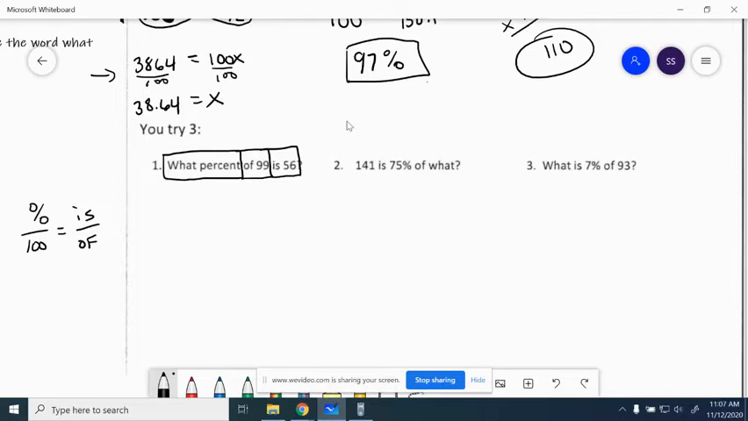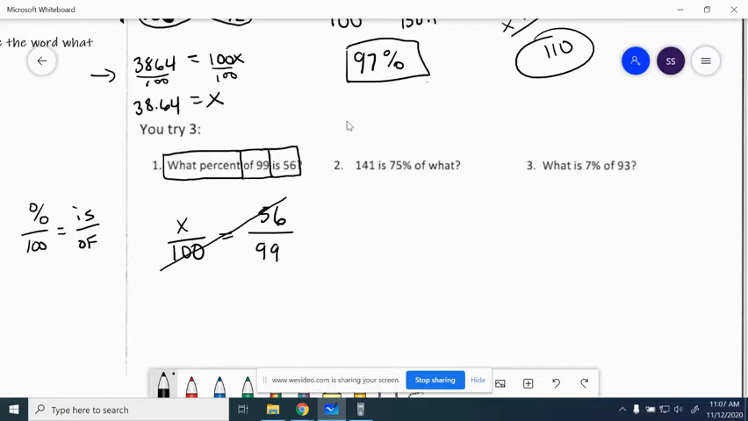Okay, so we're going to start this out. 100 is equal to another fraction. So what goes with percent? So it looks like our x is going to go on the top left. Of is with 99, so 99 goes on the bottom. Is is on top, so we're going to replace that with 56. And now all we have to do is cross multiply and divide.